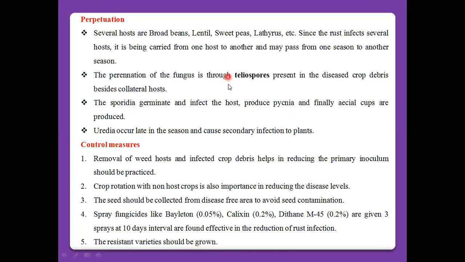Okay, perpetuation is same. Then control measure is also same. Spray fungicides like Baytan, Calixin, Dithane. So these three fungicides are also effective, instead of the triazole group fungicides or Zineb fungicides.